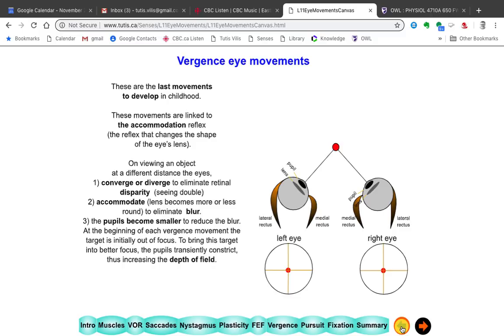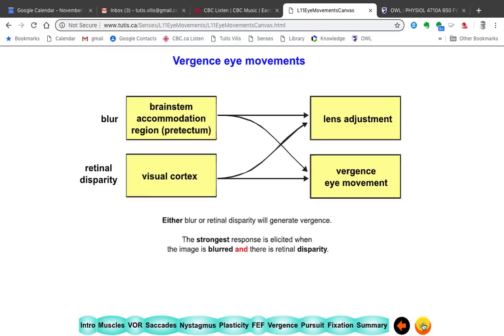You saw here at the beginning of each movement, the two eyes seeing something different. In one case, they're to the medial side of each eye. The other case, they go to the lateral side of each eye. So each eye isn't seeing the same thing. So this is the retinal disparity that the visual cortex sees. And it sends out an adjustment to adjust the lens and to adjust the eye movement. So both these signals are being generated, and the best sort of adjustment occurs when there's both a blur command and a retinal disparity command to move the vergence system.